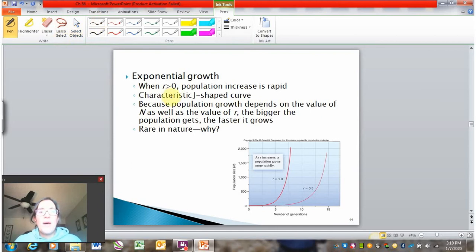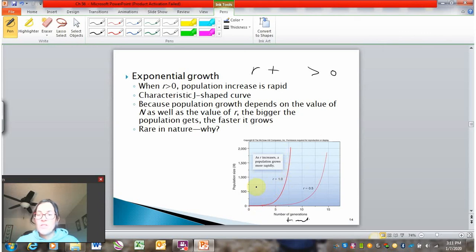So in a population where R is positive, that is, it's greater than 0, then the population is increasing rapidly. So if you were to graph the population size over number of generations, you would see what's called a J-shaped curve. So again, this is the population, the number of individuals, and the generations or time across the x-axis. We see this rapid increase.